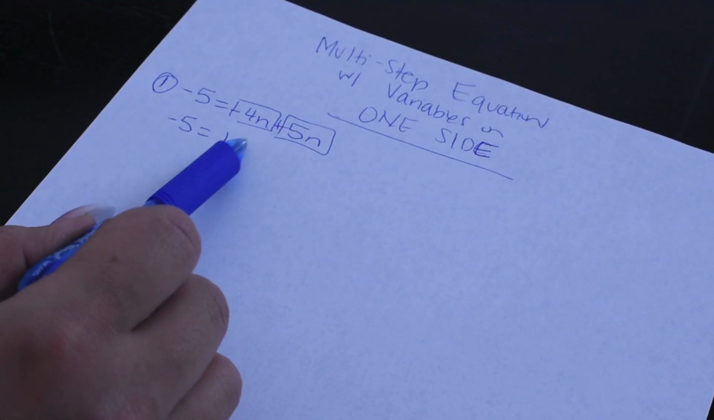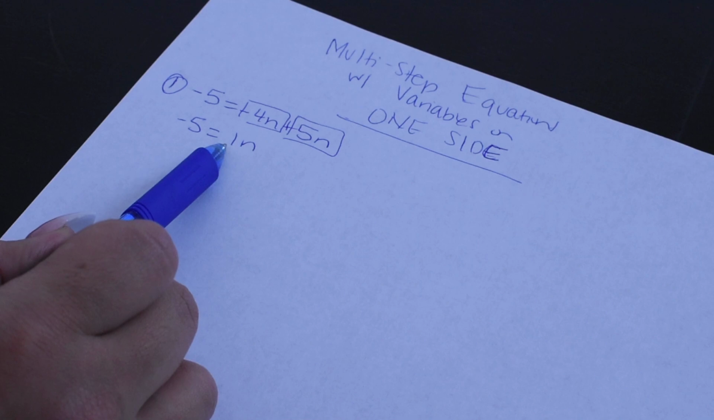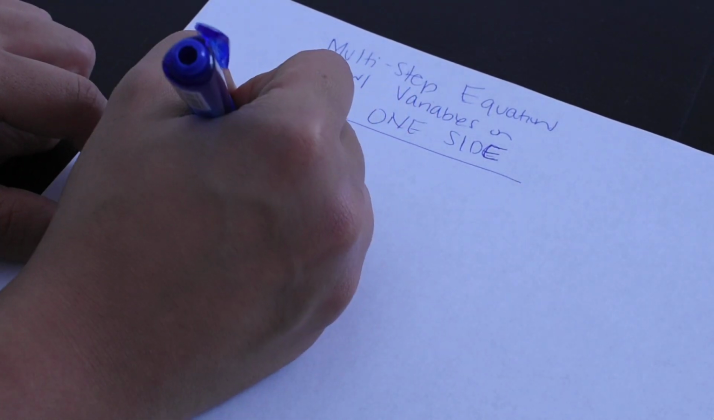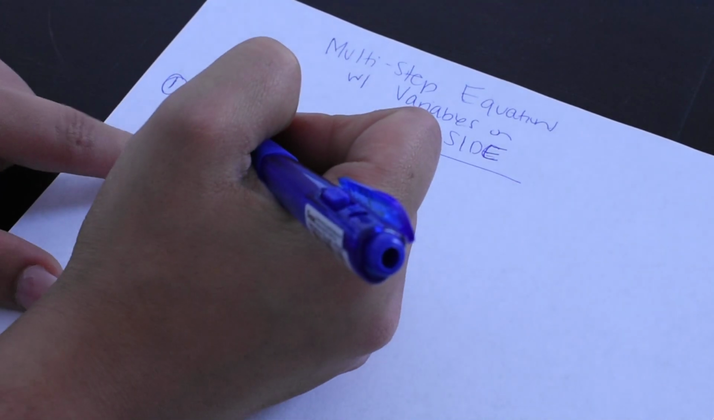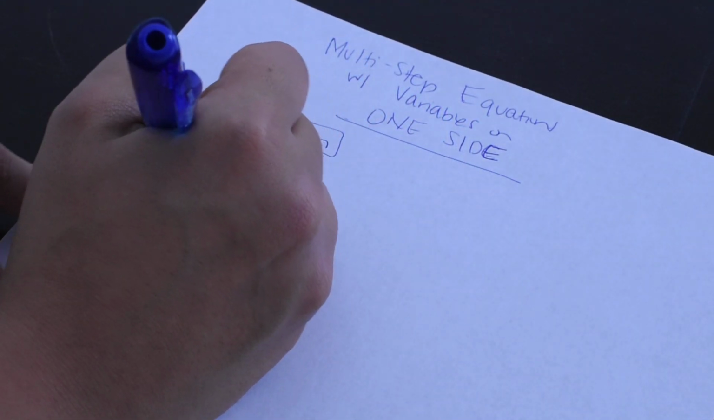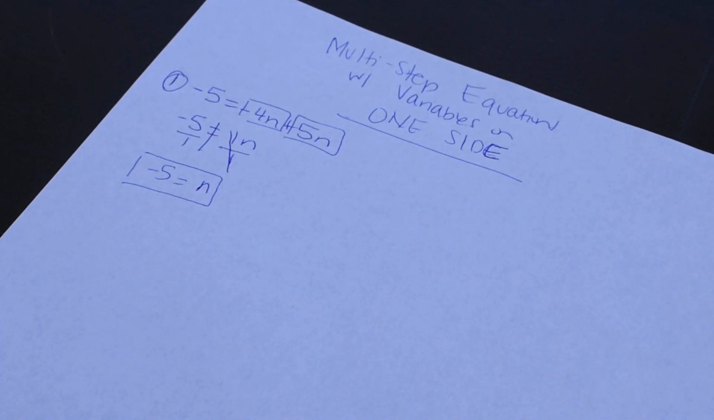Is there a constant on the side of the variable? A number that stands alone? No. Eliminate the coefficient. Do we have a coefficient on n? Yes, we have 1. So to eliminate this 1, we know it's 1 times n. We have to divide by 1 on both sides. That line means division. Remember that. N equals -5. Cool. Now we have to check our solution.